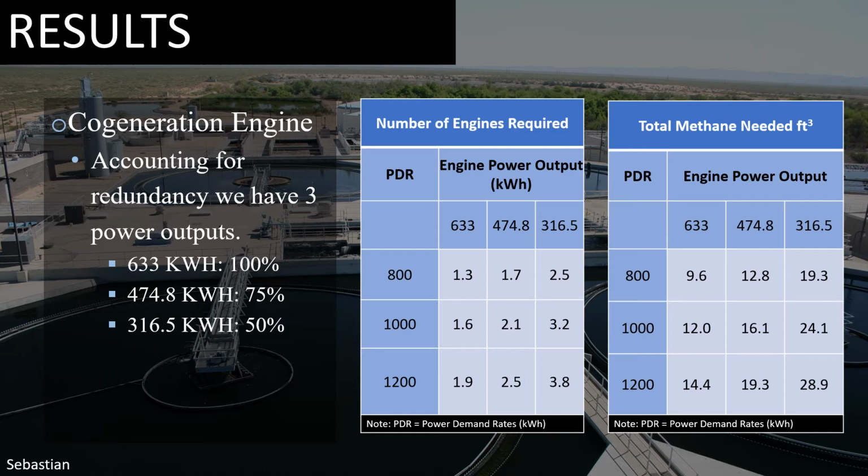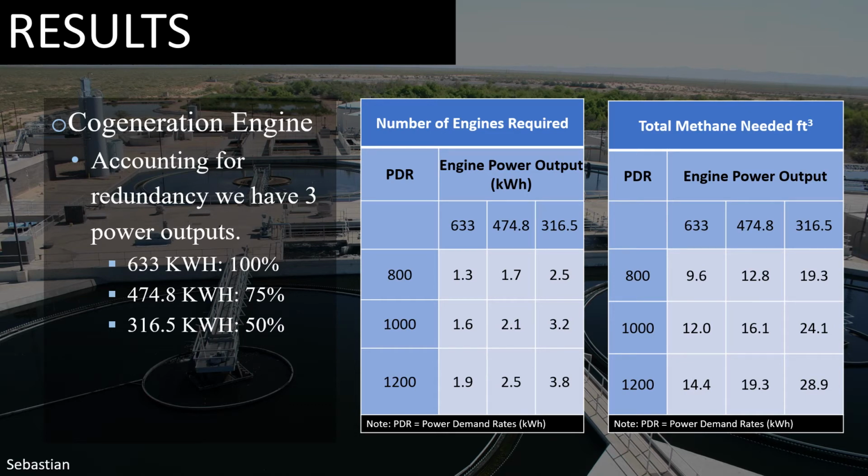Simply what I did here is divide the required by the produced, and it gave me the values. For example, at 800 kilowatt hour demand, with the 100%, you have 1.3 engines. For the 75%, you have 1.7. If you decrease the production, you increase the required. It's directly inverse. And then for the methane required, all I simply did was get the values of the engines and multiply by the value of the required methane, which was in the previous slide. And you get those values on the right.